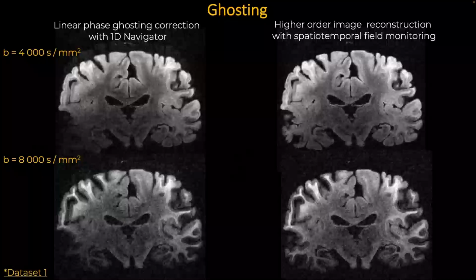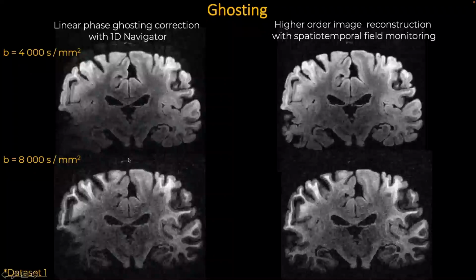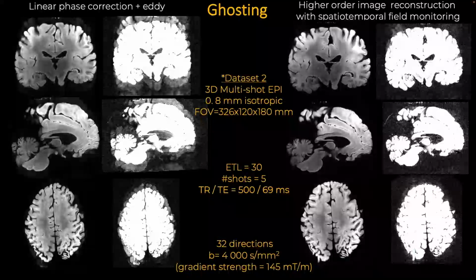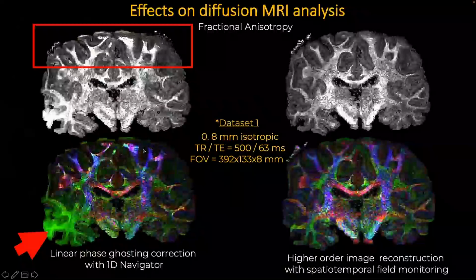It can be shown from these results that ghosting is indeed well reduced when model-based reconstruction with high order terms is implemented, as you can see here on the right, compared to the conventional reconstruction of Siemens. And we have demonstrated that this improvement is consistent over the whole brain. See here axial, sagittal, and coronal slices of a 3D multi-shot EPI dataset acquired at 0.8 millimeter for b-values of 4,000. Note that the ghosting is clearly reduced compared to the linear phase correction approach.